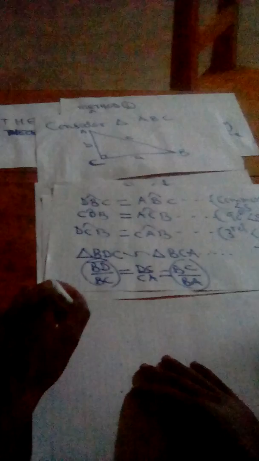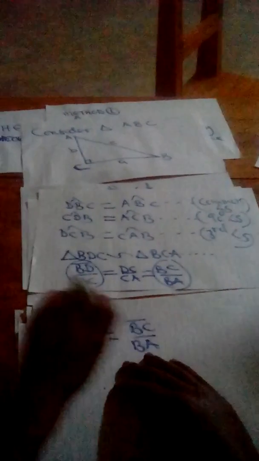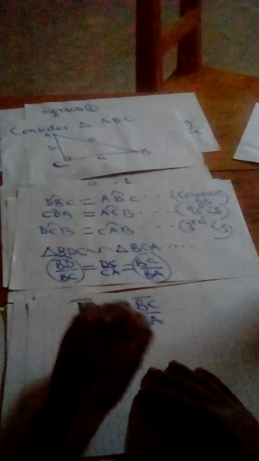So if you take the ratio BD over BC equals BC over BA, and then you do cross multiplication, you will have BC square equals BD times BA. Call this one statement. This is the first statement that we are going to use later to prove whether the Pythagoras statement is true.